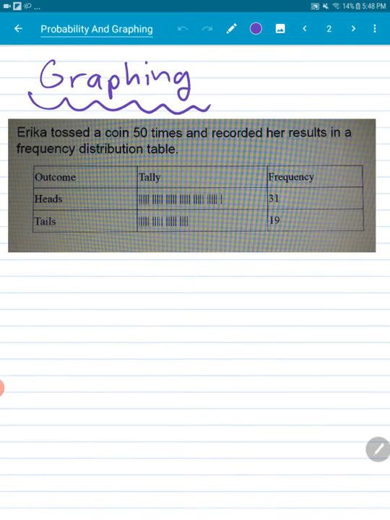Now let's go the opposite way. What if we're given the outcome, tally, and frequency, and we need to turn it into a graph, making sure that we include all the important information? In this question, Erica tossed a coin 50 times, so 50 trials in total, which means that this plus this should add up to 50, which it does. She tossed a coin 50 times and recorded her results in a frequency distribution table, as we can see here. The tallies are no fun to look at; it's a lot easier to read the numbers. So we're going to go from that. As a title, we can call it coin toss outcomes.